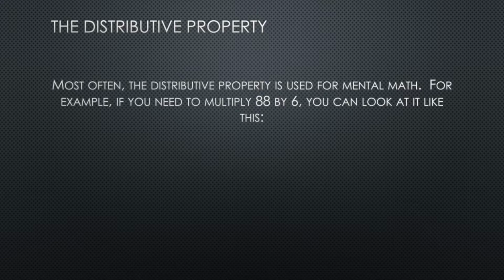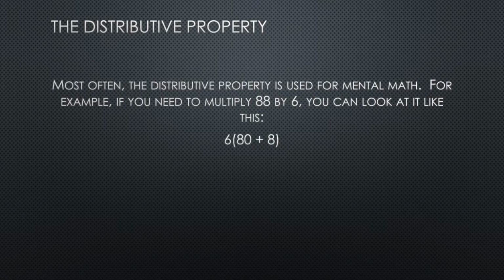So most often, the distributive property can be used to help you with mental math. For example, if you need to do something like 88 times 6 really quickly in my head, that's going to be 528. And the reason I can do that so fast is because I can break it down using the distributive property to do kind of a shortcut. So for example, 88 is the same thing as 80 plus 8. So when I'm doing 6 times 88, I'm really doing 6 times (80 plus 8).